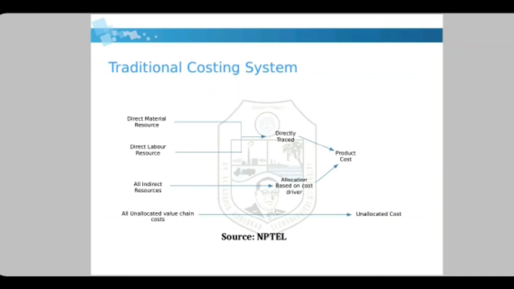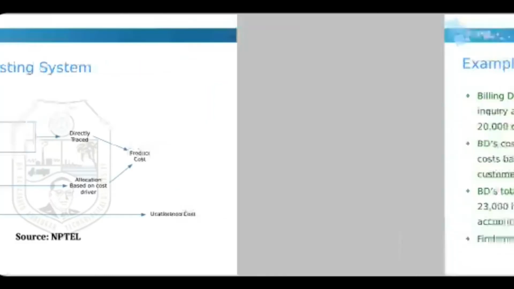Now, all unallocated value chain costs are unallocated costs. We learned in the last lecture the meaning of unallocated cost. Direct cost and indirect cost have a relationship with the product cost, but unallocated cost doesn't have any relationship with the product cost. For example, we have seen the example of a service provided to a patient. If a hospital is facing any legal cost, that legal cost is not related to the cost of the patient. So this is an example of unallocated cost.